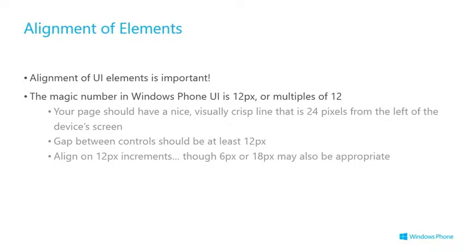Alignment also is crucially important. Definitely. So we actually have some problems at the moment. The magic number in Windows Phone UI is 12 pixels, or multiples of 12. This is all described in the design guidelines, but your page should have a nice visually crisp line, 24 pixels from the left. When you're laying out controls on your screen, the gap between controls should be at least 12, and you should align on 12 pixel increments. There are a few cases where 6 might be acceptable, or 18.